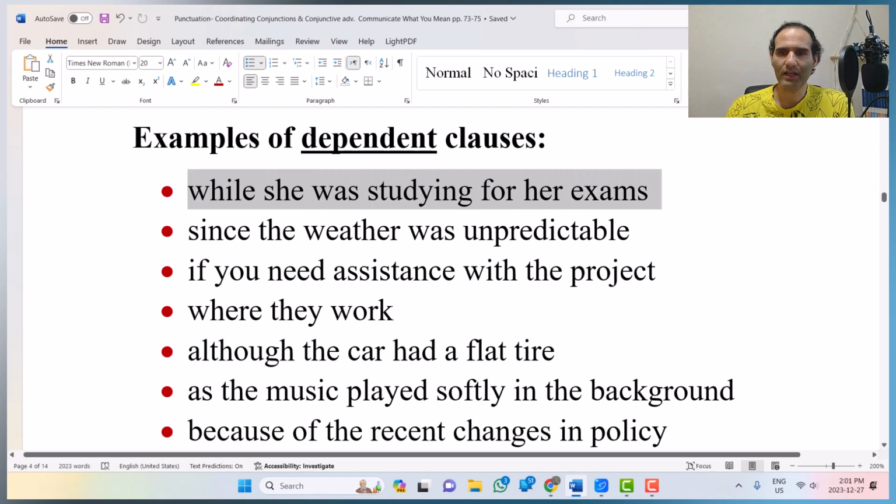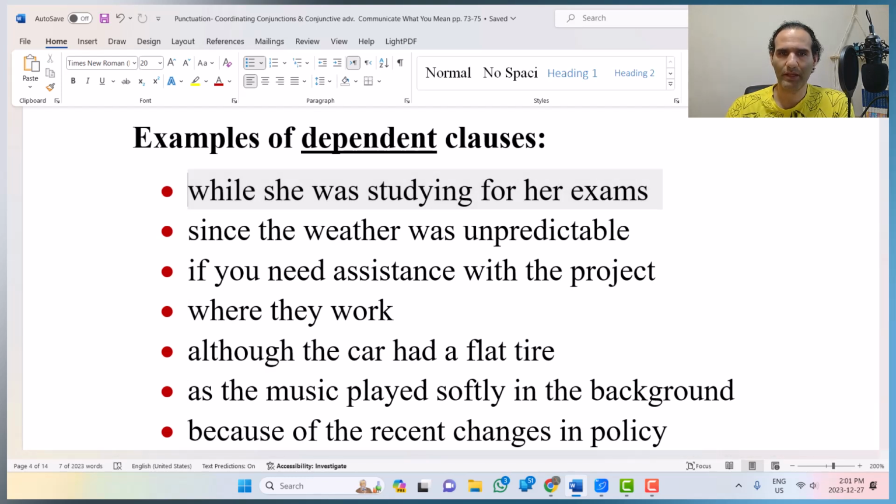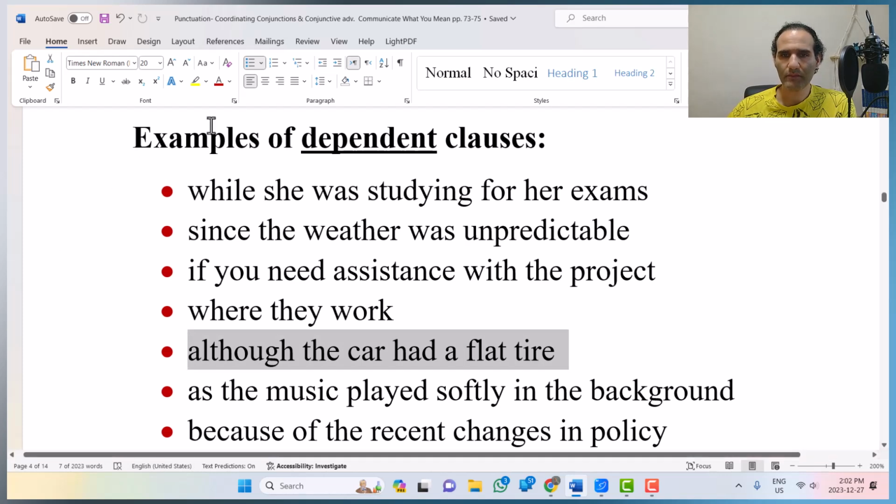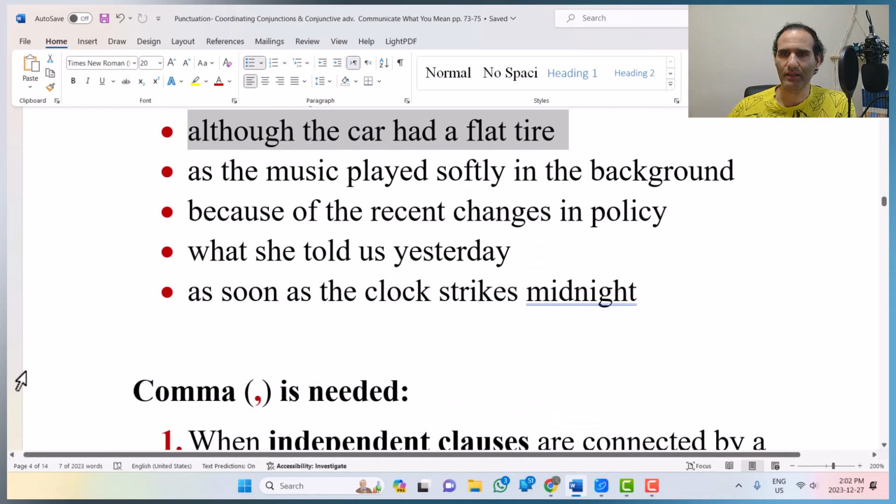While she was studying for her exams. Dependent. If we omit the while, it will become an independent clause here. Since the weather was unpredictable. Dependent clause. If you need assistance with the project. Dependent clause. It's got a subject, it's got a verb, but the meaning is dependent. Where they work. The same. Although the car had a flat tire. Dependent clause is an adverb clause. Later we will talk about it.